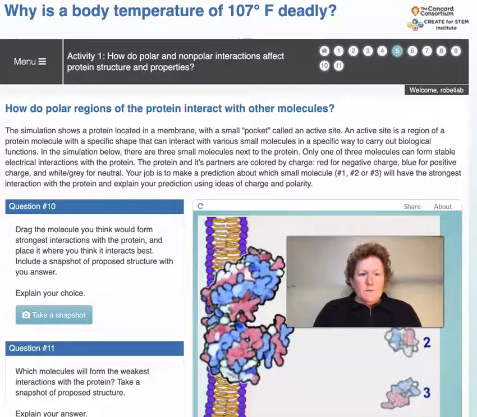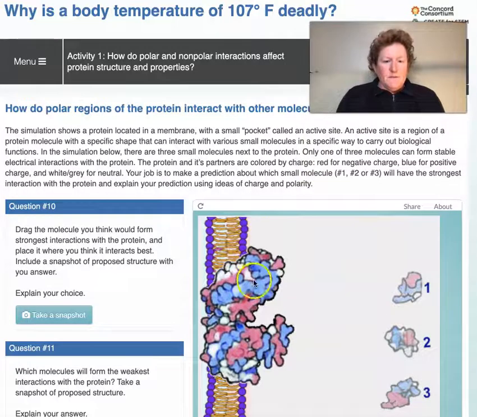The simulation shows a protein located in the membrane with a small pocket called an active site. So right here, this is called an active site. An active site is a region of a protein with specific shape that can interact with various small molecules, these are our small molecules, in a specific way to carry out a biological function. Your body does a lot of biological functions. All of your cells are doing a lot of biological functions with proteins like this.